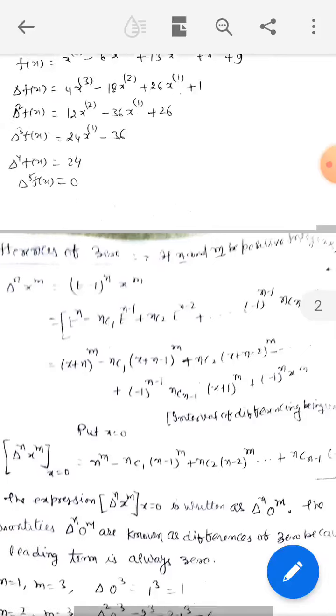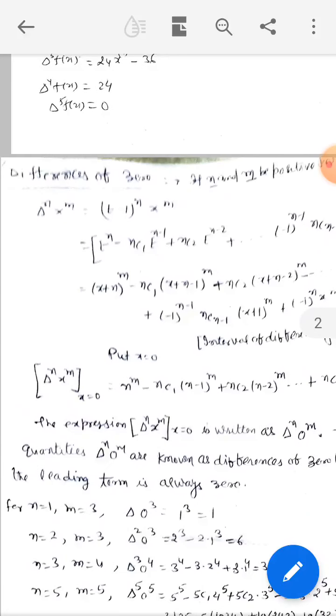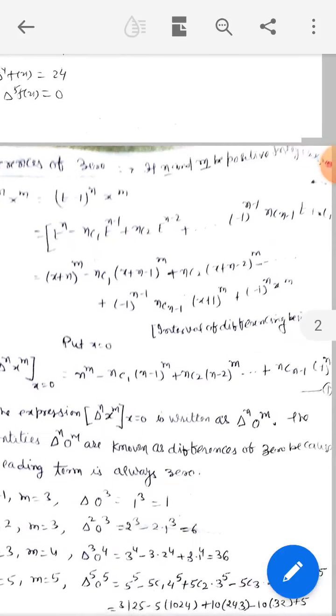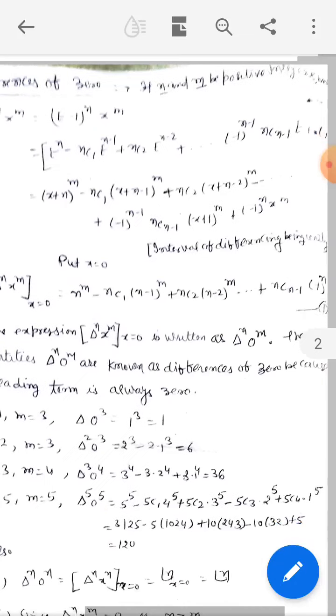Now the next topic is the difference of zero. If n and m are positive integers, then the n-th forward difference of x to the power m is equal to (E minus 1) to the power n into x to the power m, which is equal to (E to the power n minus nC1 E to the power n minus 1 plus nC2 E to the power n minus 2 plus further terms) into x to the power m, which can be written as (x plus n) to the power m minus nC1 (x plus n minus 1) to the power m plus nC2 (x plus n minus 2) to the power m plus further terms.